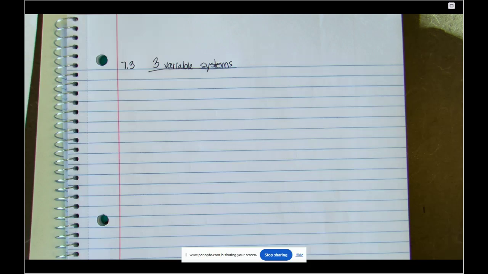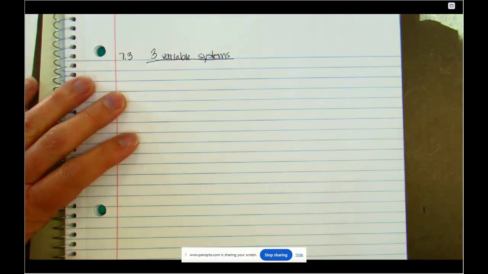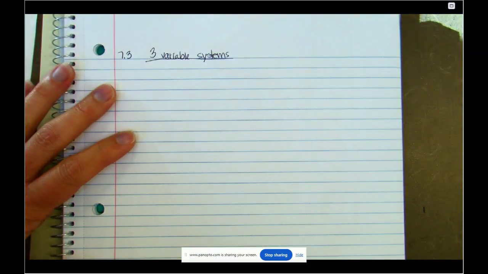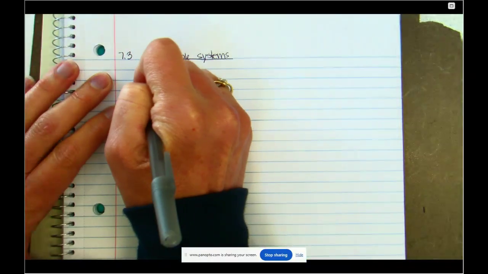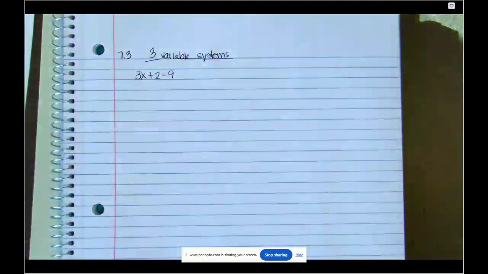So, three variable systems. I love these. I hate these. What I want to show you is this. You don't even have to write this part down, but 3x plus 2 equals 9. We can solve that equation. One equation, one variable. Christian, you should be able to solve that equation.